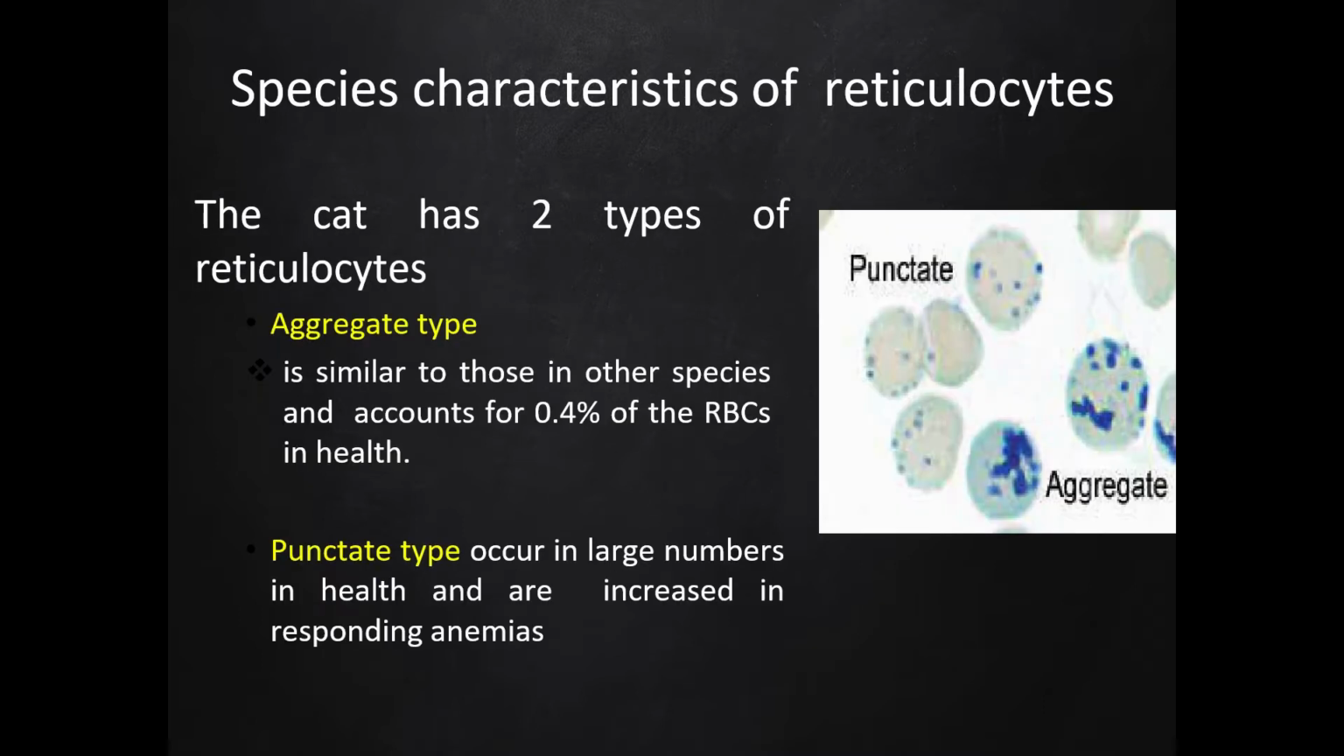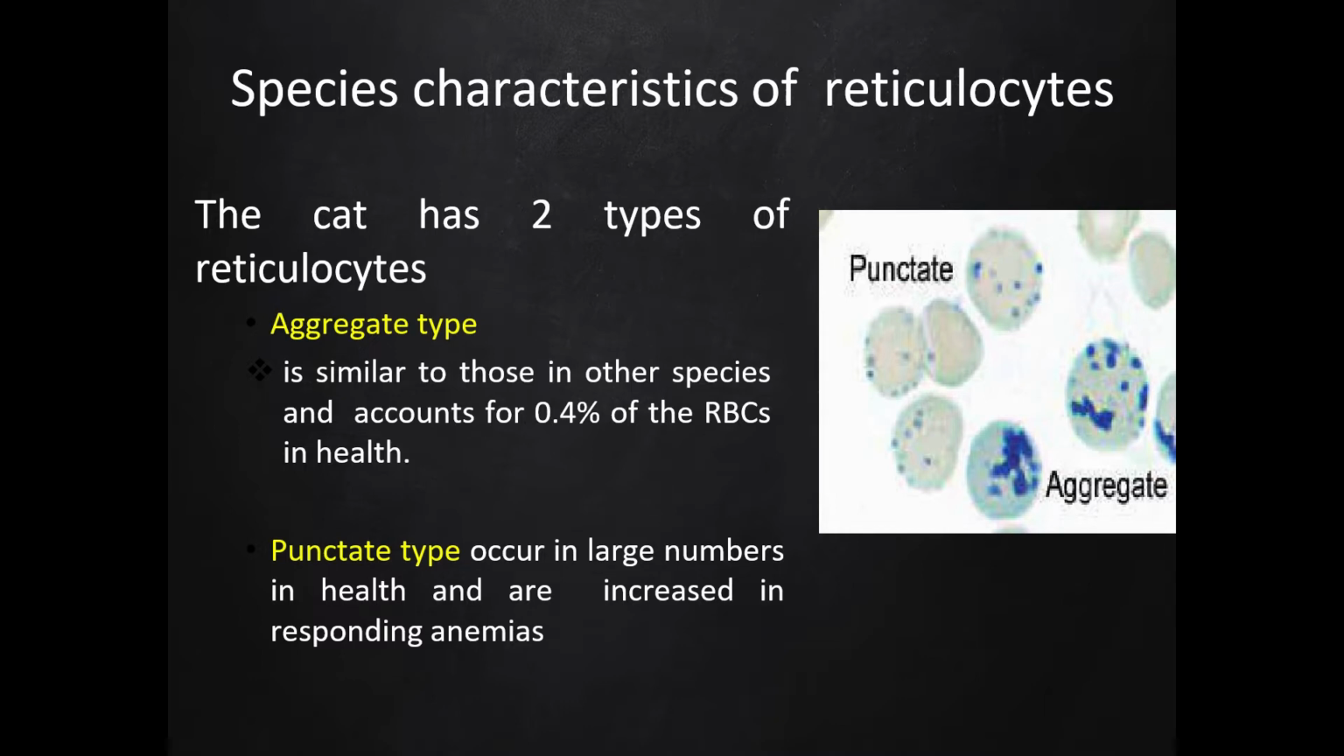So the cat, when compared to different domestic animals, is unique. They have two components of reticulocytes, as we see in the picture in the right portion. You can see the punctate type and also the aggregate type. Punctate is more like a circle pinpoint on the morphology of the red blood cells, whereas in the aggregate you can see aggregations of reticulum staining in the RBC.